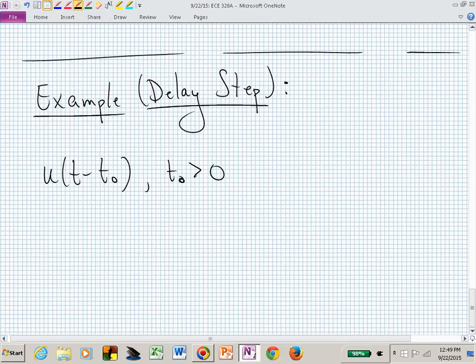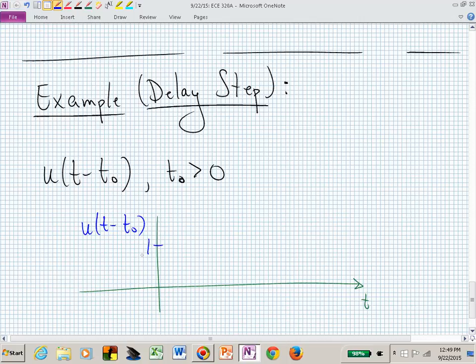The unit step is going to be 1 when its argument is non-negative. When is that argument non-negative? As long as t is bigger than t naught. Then we'll have a value of 1. In a picture, that means that here's t, here's u of t minus t naught. What does that waveform look like? I'll do the hard part.